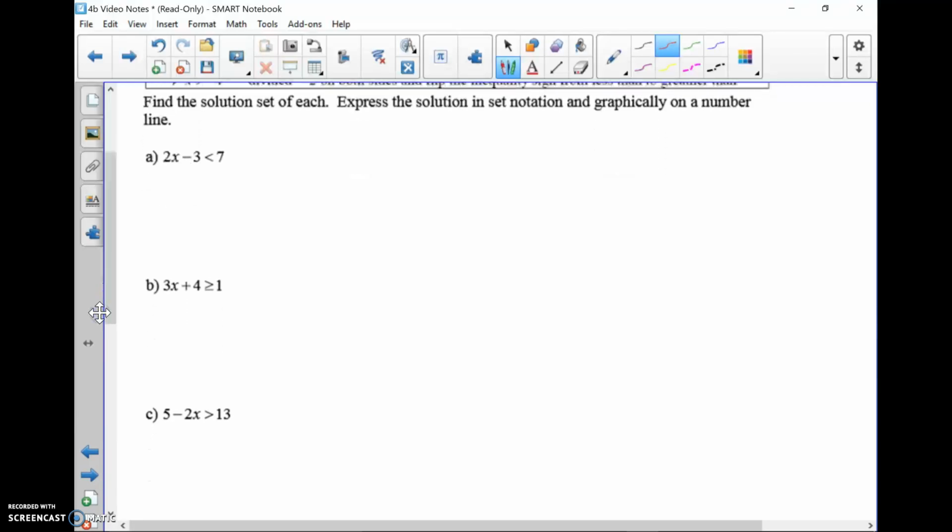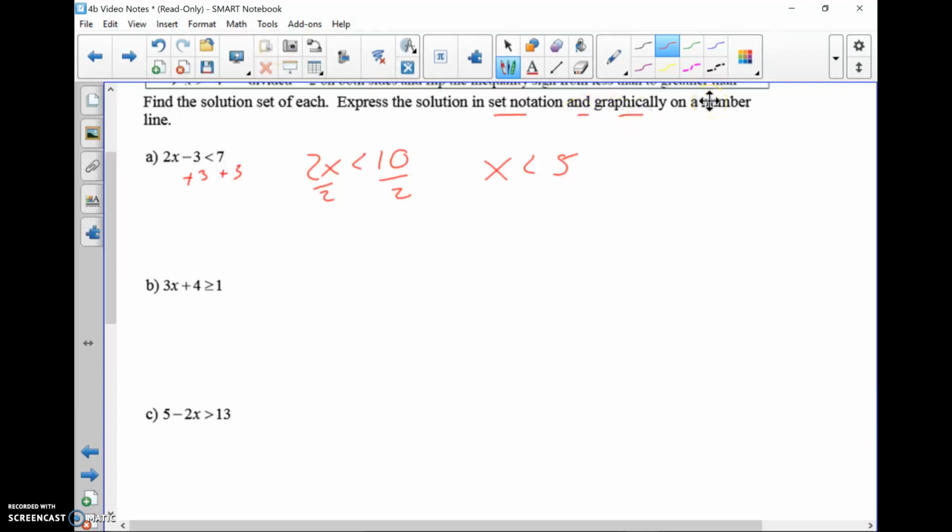All right, so let's just do a couple of problems here for practice. 2x minus 3 is less than 7. So I'm just going to do my normal procedure here. Add 3, add 3. I'm going to get 2x is less than 10, divide by 2, x is less than 5. The directions here say find the solution set of each. Express the solution set in set notation and graphically on a number line.